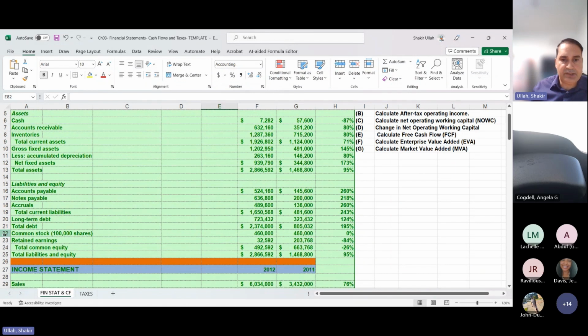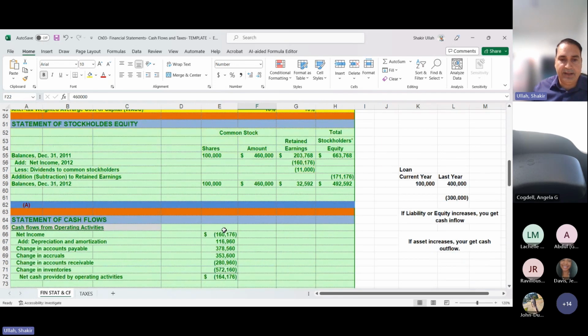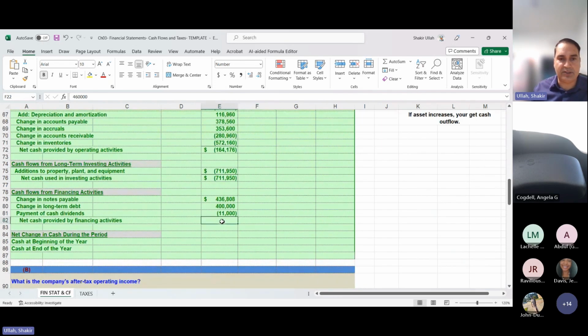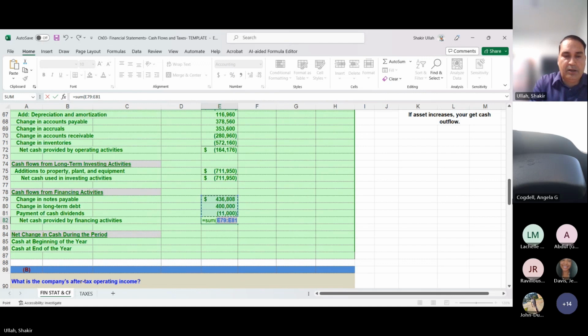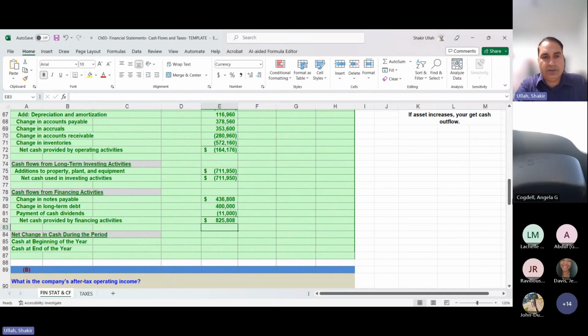If you look at the common stock, there has been no change, so there's no cash flow as a result of that. Retained earnings has already been taken care of somewhere else, so that doesn't matter. That's the only thing that we need to consider. If you find the sum of these numbers from the financing activities, you get the net result. As I previously told you, the usual result should be a positive number.